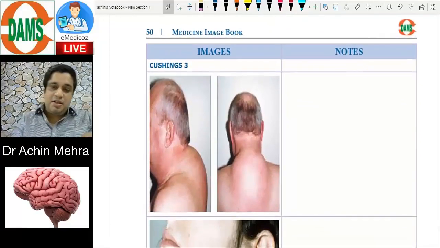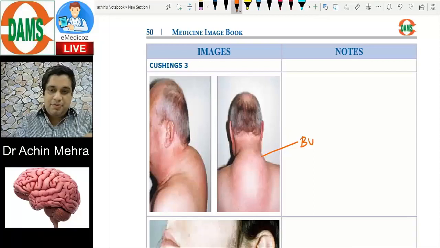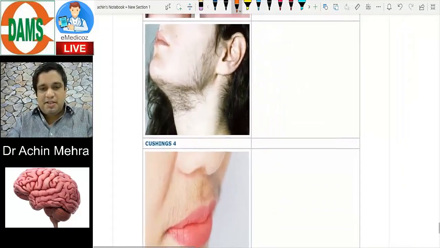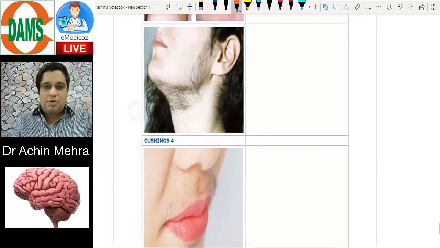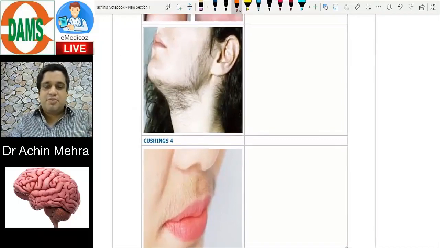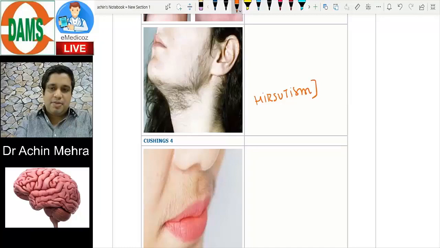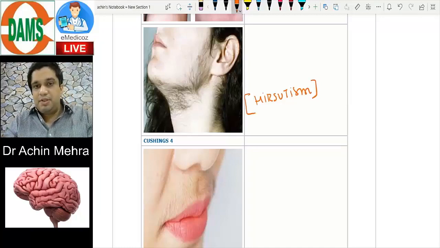Yeah, that's a typical hump on the upper back of the neck region, the buffalo hump. And these two images basically are described to show not only cortisol excess but androgen excess which occurs in patients of Cushing syndrome. And you guessed it right, that is excess of hair growth on the face region in females known as hirsutism. Okay.